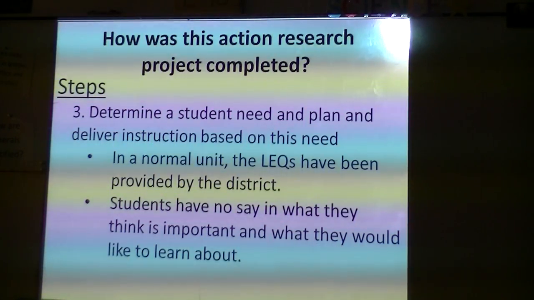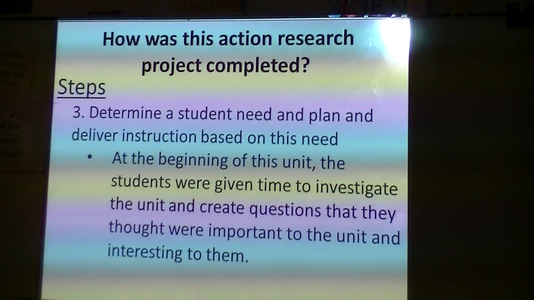The third step, determine a student need and plan and deliver instruction based on this need. In a normal unit, the LEQs are provided by the district. Our district's curriculum is written in LEQs. So normally students have no say in what they think is important and what they are learning during a unit. So at the beginning of this unit, I decided to change it up and give the students an opportunity to investigate the unit and to create their own LEQ questions.